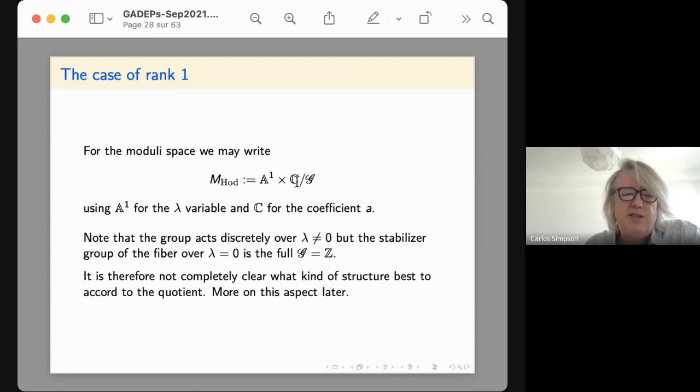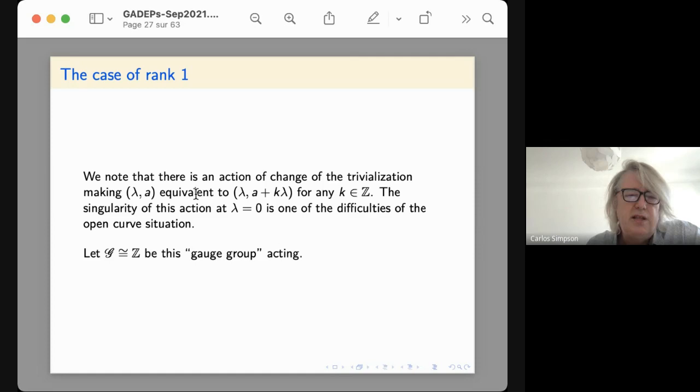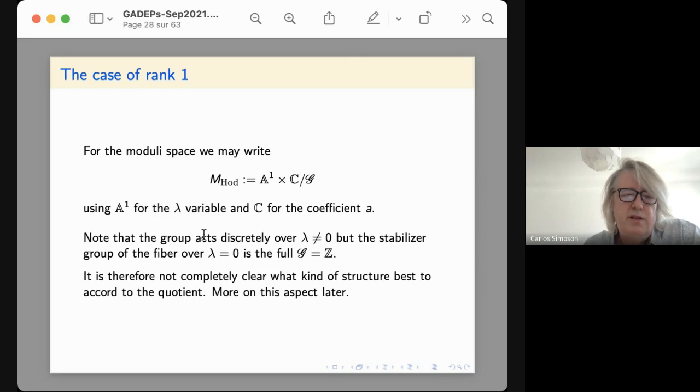So the moduli space is A1 cross C divided by this action of the gauge group, which was what we said here. (lambda, a) goes to (lambda, a plus k times lambda). So that action is discrete over lambda different from 0, but over lambda equals 0, it stabilizes the full fiber, and so it's not such a great. So we don't really want to take this quotient. This is kind of a quotient in quotes, and we'll discuss this. We'll see this aspect showing up a little bit more in detail later. So without really saying what exactly we would like to say is the quotient, we can say we want to look at some kind of quotient here.